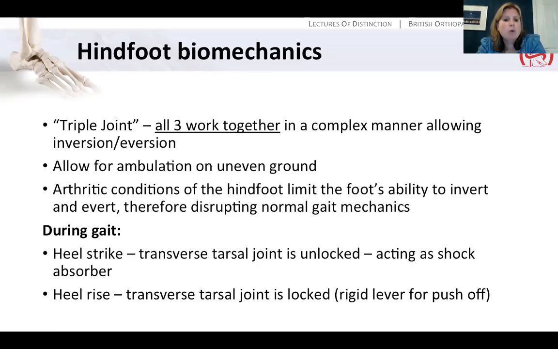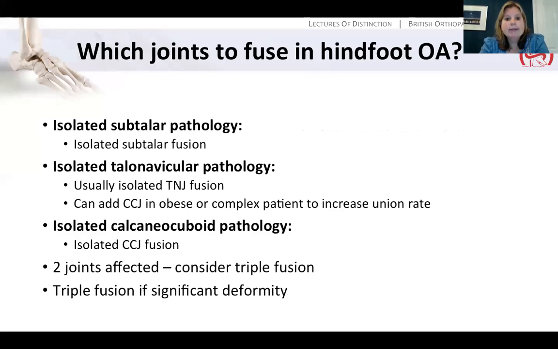The hindfoot's important because the transverse tarsal joint, which is your talonavicular and calcaneocuboid joint, are active during heel strike and heel rise. And during heel strike, the transverse tarsal joint is unlocked and it acts as a shock absorber so that the force can be distributed through the foot. But when the heel rises again, those joints lock and it becomes a rigid lever for push off. And that's really important for normal gait.